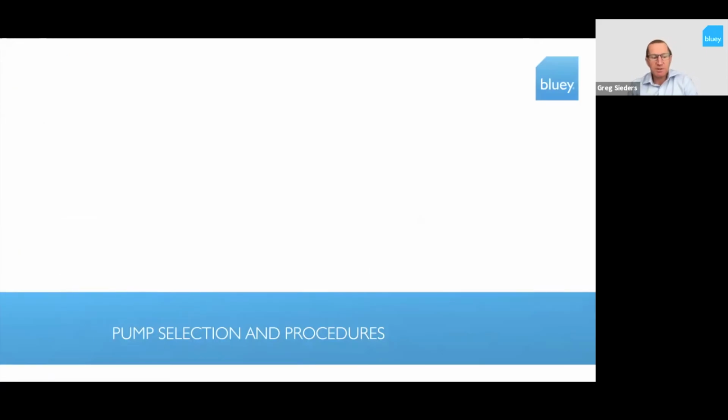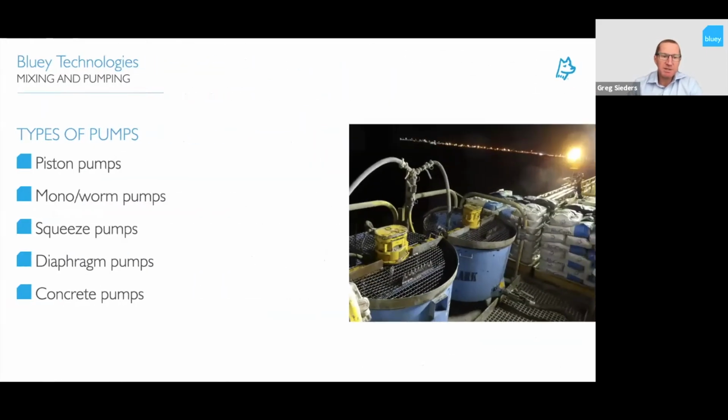Now we're moving on to the different types of pumps and pumping procedures. There's a whole heap of different pumps that you can use for mixing and for pumping grouts, and they all have different requirements. Different grouts are not suitable for all the different types of pumps. The main pumps that get used are piston pumps. The photo on the right-hand side there is showing some Clark Mining piston pumps, used for good fluid grouts and non-shrink grouts. Not good for grouts with aggregates. Then you have a mono worm pump, a squeeze pump, diaphragm pumps, and then your traditional concrete pumps.